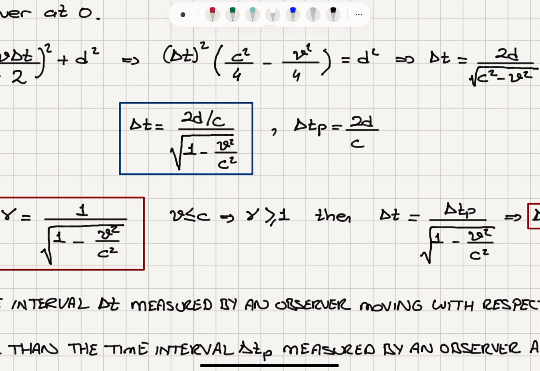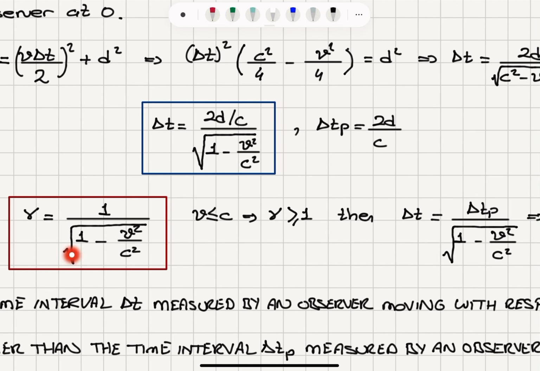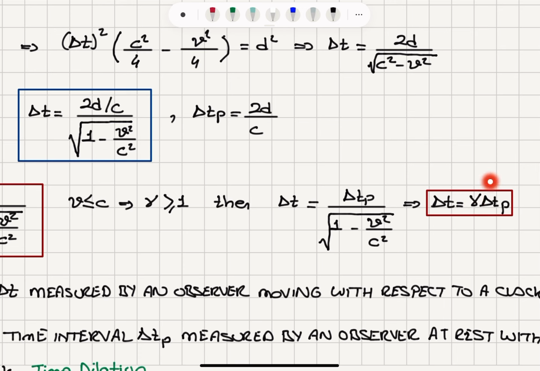Then our delta t will become delta t prime, the time interval measured by the S prime observer, divided by the square root of 1 minus v squared over c squared, or, since we have defined 1 over the square root of 1 minus v squared over c squared as gamma, gamma times delta t prime.